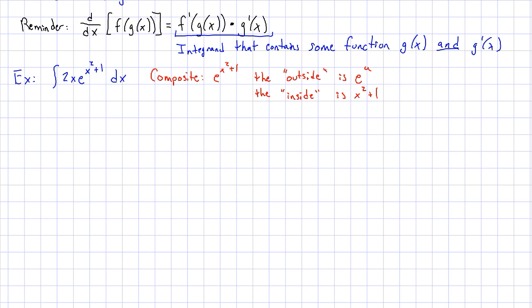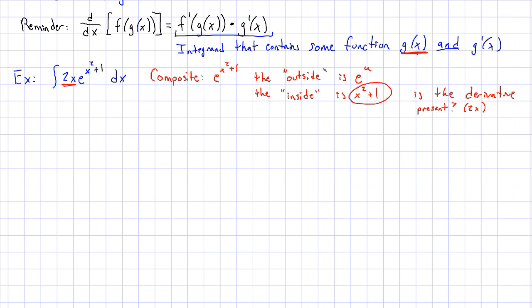Then if I look at this and I say, okay, x squared plus 1, if I call that the inside of my composite function, is the derivative present? The derivative of x squared is 2x. And if I look back into my original integrand, I have a 2x in there. So that's a clue that this is going to be a very good candidate for u-substitution.